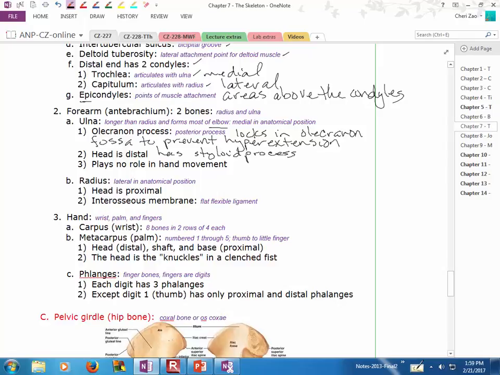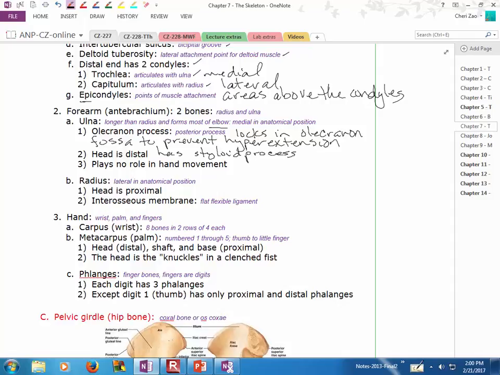And the thing that really is phenomenal in that with hand movement, when we say plays no role in hand movement, we're actually talking about a hand movement called supination and pronation. And so supination is easy to remember. It's what position your hands would be in if you were carrying a bowl of soup. And pronation is the opposite of supination.